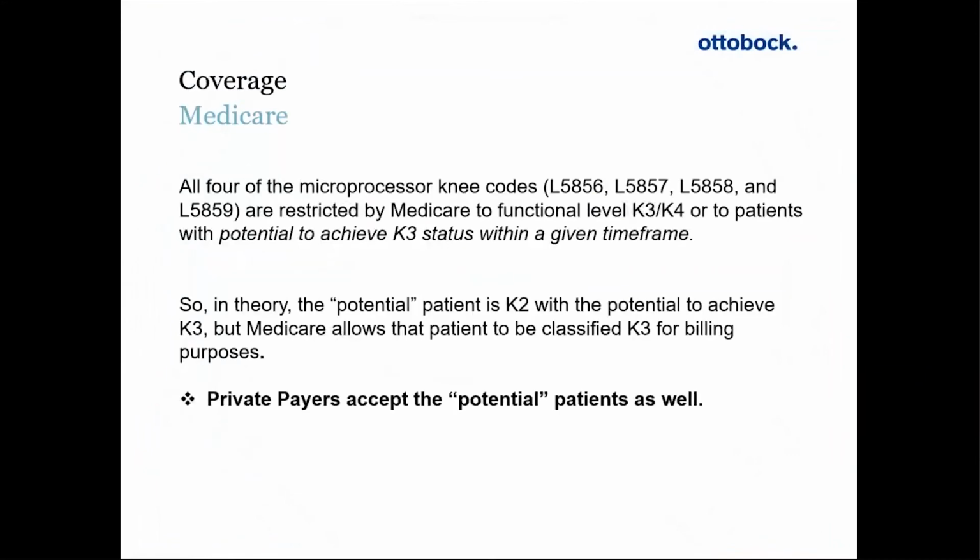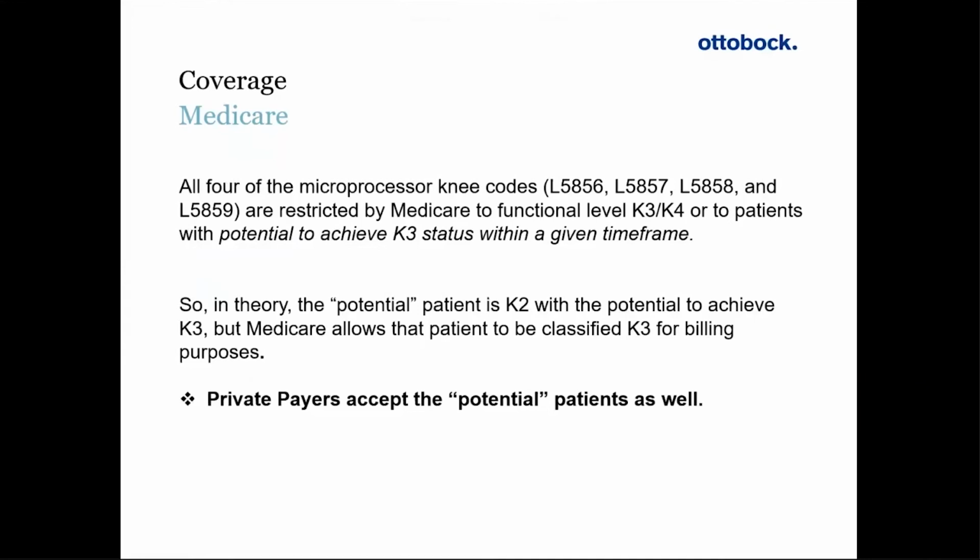So let's talk a little bit about coverage. All four of the microprocessor knee codes are restricted to K3, K4 for Medicare, or with the potential to achieve K3 status within a given time frame. So in theory, the potential K2 patient can achieve K3, but Medicare would then classify him for billing as a K3 patient. Private payers do also accept the potential as well.